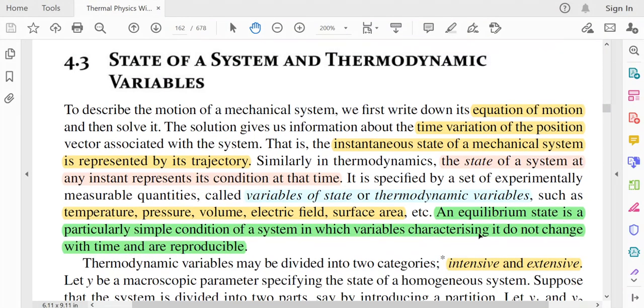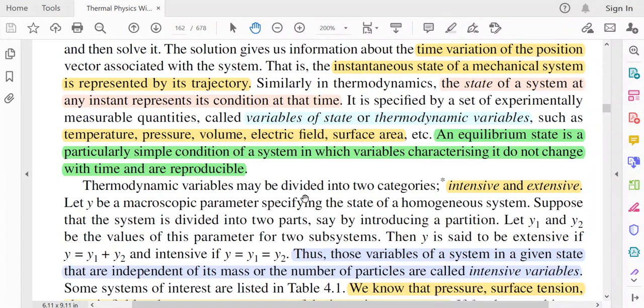An equilibrium state is a particularly simple condition of a system in which variables characterizing it do not change with time and are reproducible. I will describe thermodynamical equilibrium in detail later, but right now, what do we mean by equilibrium? Again, I am repeating, variables characterizing it do not change with time and are reproducible. So this is known as the equilibrium state.